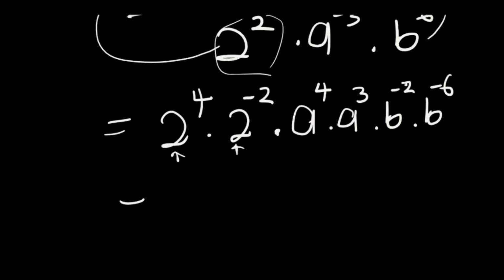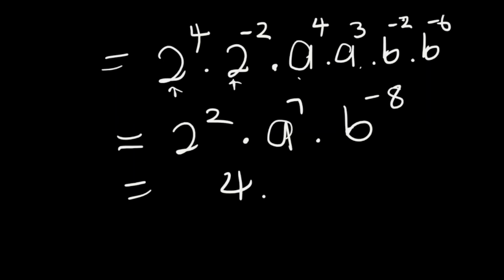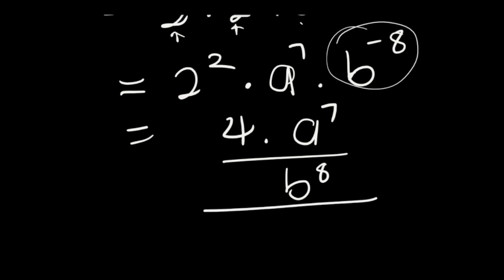4 plus minus 2. So it's 2 to the power of 2 multiplied by a to the power of 4 multiplied by a to the power of 3, so it's going to be a to the power of 7 multiplied by b to the power of minus 8, right? 4 multiplied by a to the power of 7, and then this we know is b to the power of minus 8. We can't leave it as negative, so it's going to go at the bottom, b to the power of 8. So this is going to be the solution for this problem here.